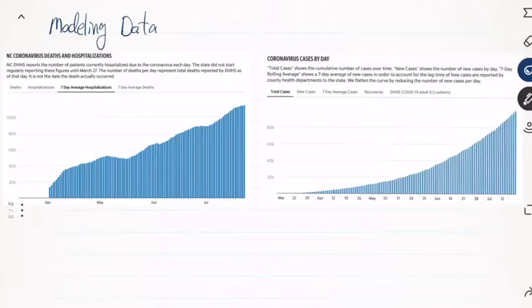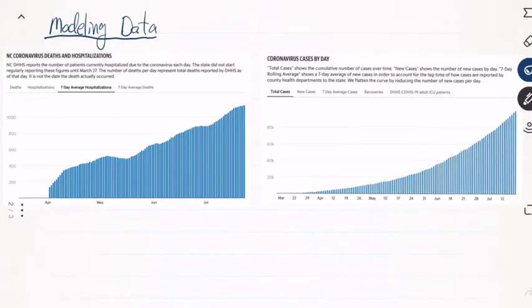So this last module, which is really short, is only going to be dealing with modeling data. I have these two pictures here, and these are quite relevant. They're current to the end of July 2020, and they're about the coronavirus.